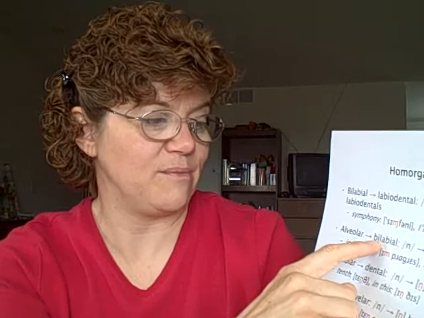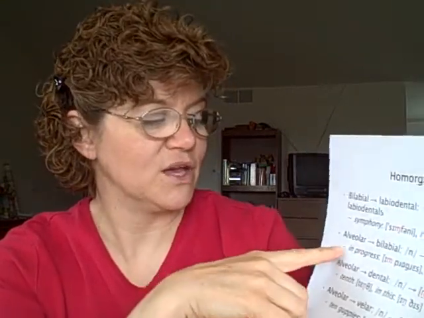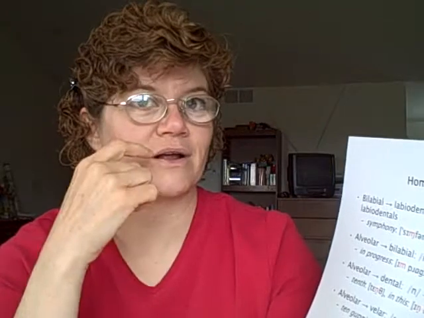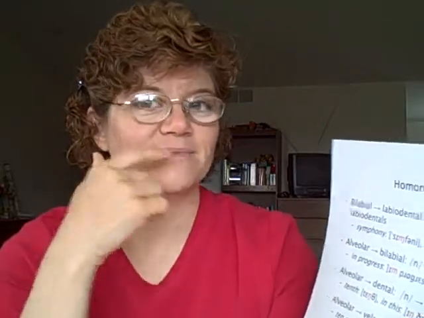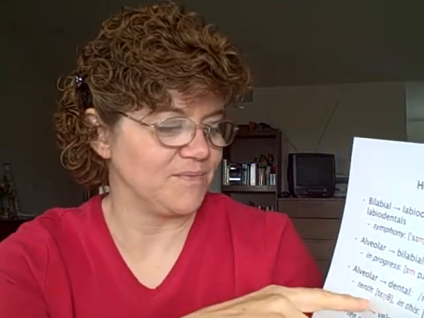So here's some examples. For an alveolar to bilabial, the N becomes an M before bilabials. So in progress, you actually say more of an N instead of an M. Or, I'm sorry, I have that backwards. You say an M more than an N in progress. So it becomes a bilabial.